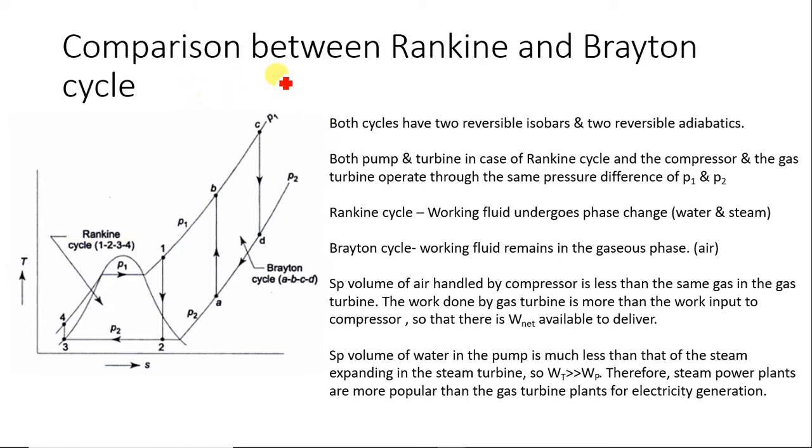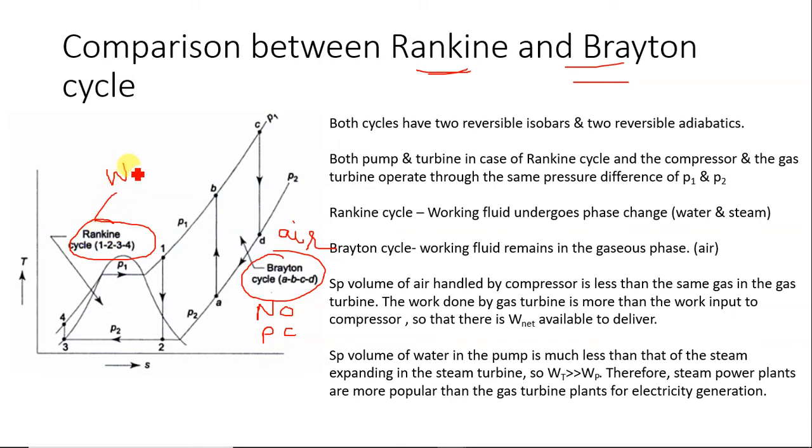Next we will see the comparison between the Rankine cycle and Brayton cycle. Now here you can see first thing, this is the Brayton cycle where we use air as the working fluid, where we don't have phase change. So no phase change. I'll write PC for phase change. Whereas here you can see this is Rankine cycle where we have water and steam, and there is phase change.